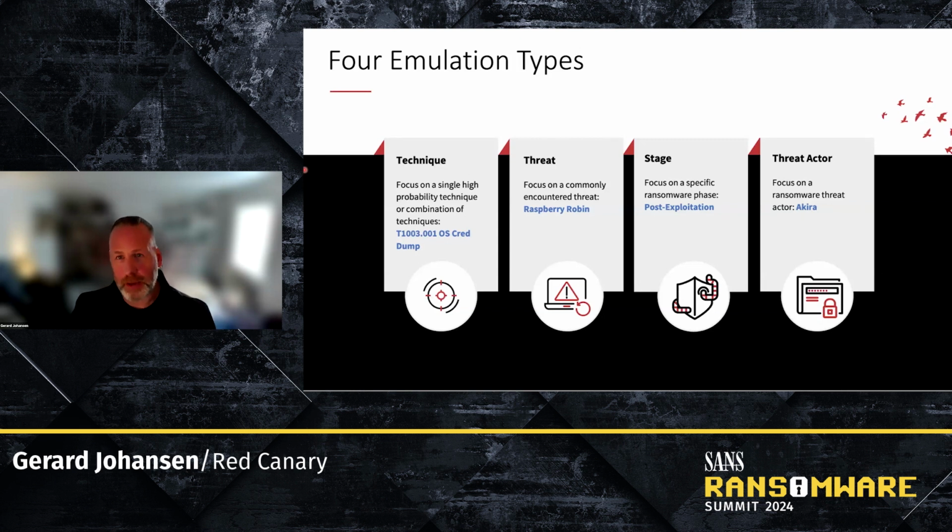Threat, we're looking at more of a threat, whether that threat is a tool or a specific sequence of TTPs that are often associated with a threat. Raspberry Robin, for example. Stage, this is where we focus on a specific ransomware phase. Think about it as either a phase or any type of kill chain that you're using in your own detection controls, your response actions, how you view the threat actor's movement through the environment. And then finally, a threat actor.